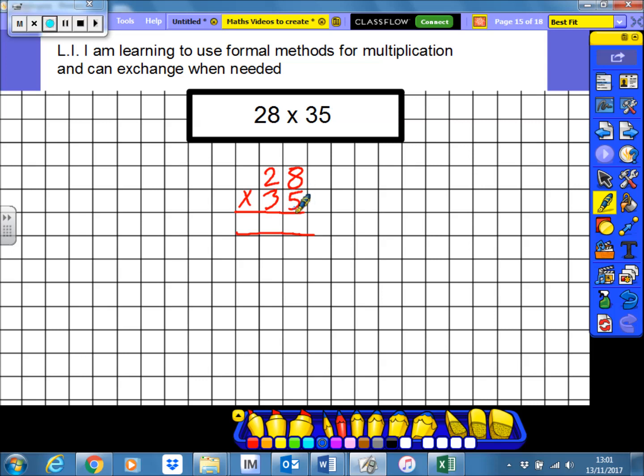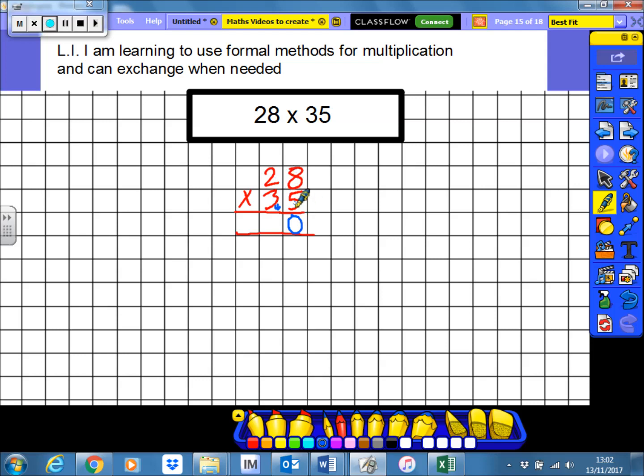So the first calculation I'm performing is 5 times 8. And the answer to that is 40. Now the 40 is made up of a 0, which fits in the units column, and a 4, which doesn't fit in the units column. It's going to have to move up to the tens column. Okay, so that's the 4 tens from the 40 moving up into the tens column.